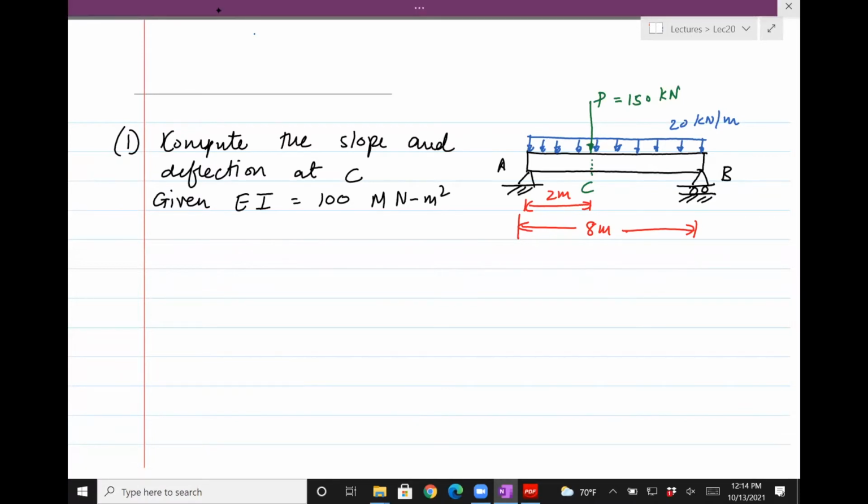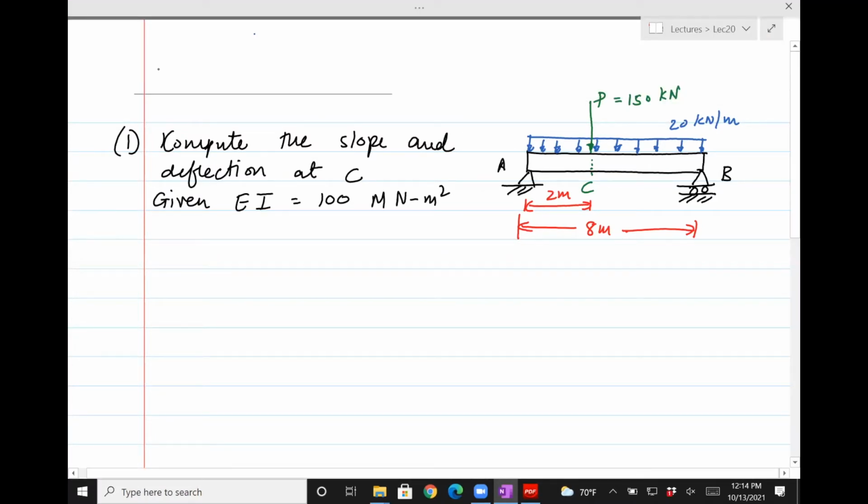So here is how it's done using this other method, which is using superposition. So here is how you do it. First, we identify that you can compose that loading in terms of two things. One is a point load P and a distributed load W of 20 kilonewton per meter. So I will find the deflections and slope due to those individual loads and then sum it up. That's pretty much what I'm going to do.